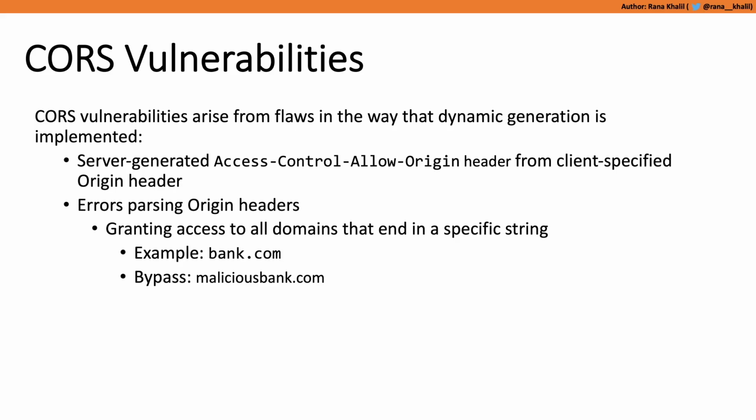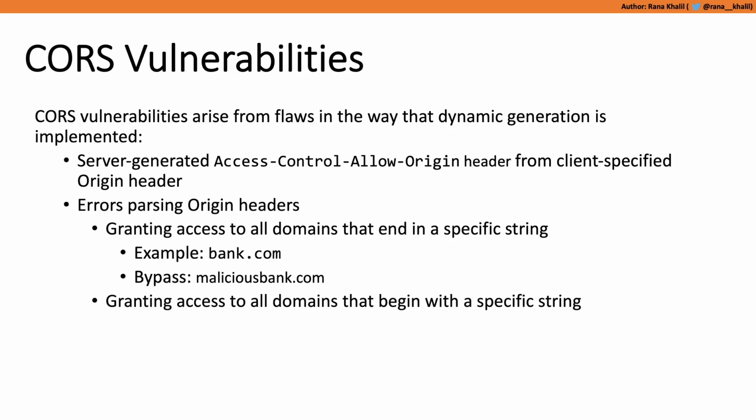Another example is granting access to all domains that begin with a specific string. Again, assume that the application only grants access to domains that begin with the string bank.com. A way to bypass that is to simply use your malicious domain and create subdomains that match that specific string that the application is checking on. So in this scenario, I've created a subdomain bank.com on my malicious website, malicious.com, in order to bypass that regular expression. So it really depends on how the developer decided to implement the logic of the application that makes the decision on whether the origin is trusted or not.